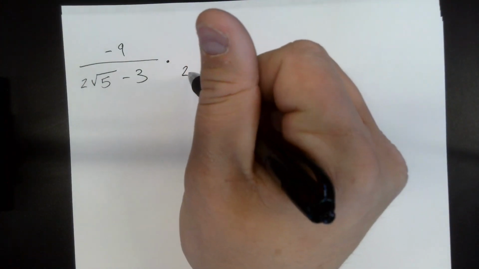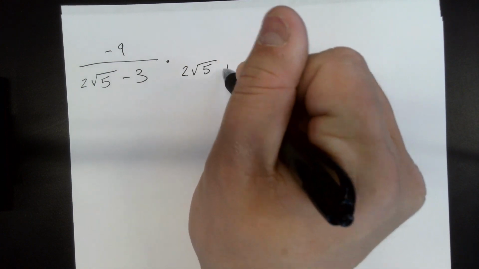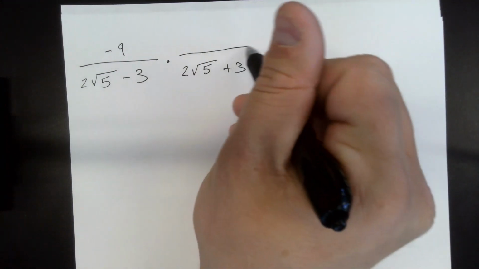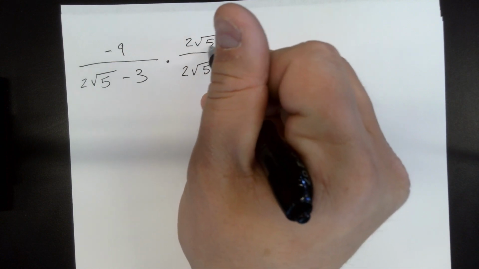In case you're struggling to even get going, we're going to times the top and the bottom by 2 square root of 5 plus 3.